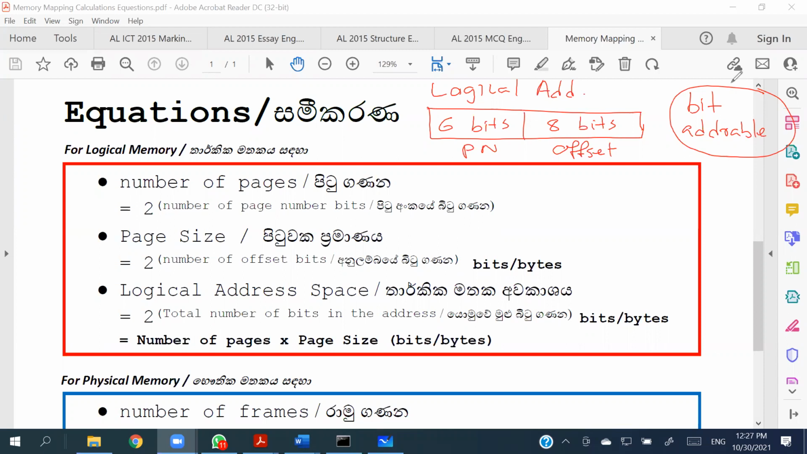How many number of pages? Yes, Osanda, that is correct. So the number of pages will be 2^6, that means 64. Okay. Page size. How is it going to be? Very good, Lalindi. Very good, Sachintani. Nikini, very good.